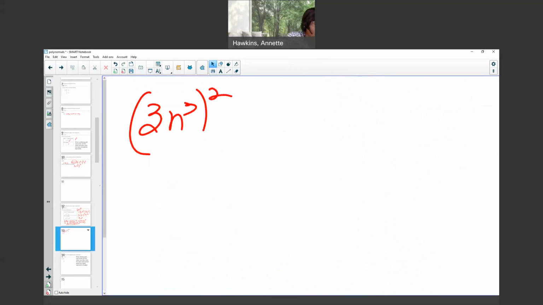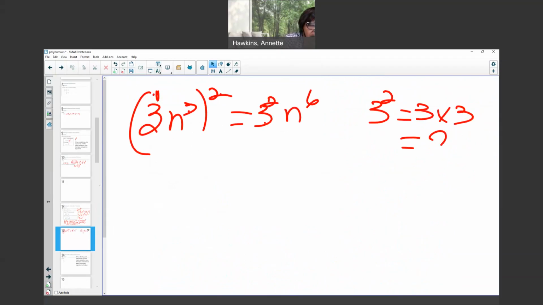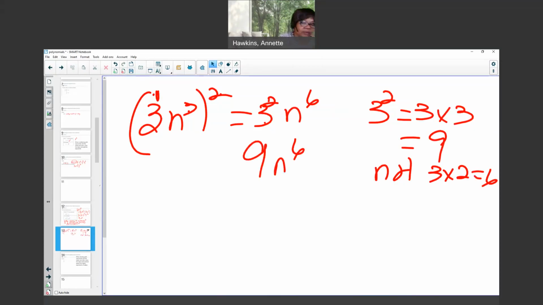Now, when you have numbers, you want to be extra careful. Make sure you put an exponent there. That's 1. And then you say exponent times exponent. That's 2. Exponent times exponent. That's 6. So 3 squared is 3 times 3, which is 9, not 3 times 2, which is 6. 9n to the 6.